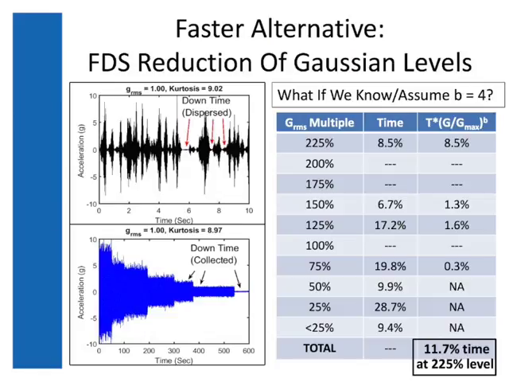And so in that right-hand column, I have made the adjustment using the correct or the assumed fatigue exponent. And you find for this particular test, if you're willing to run at the 225% level and you know a fatigue exponent of 4, you can reduce the duration of that test to 11.7% of its original time. So your 100-minute test suddenly becomes a long coffee break.